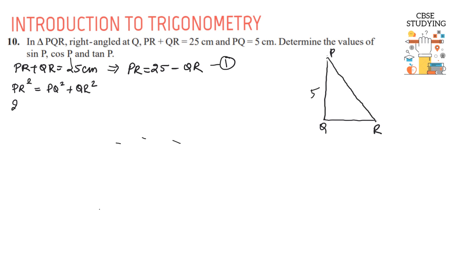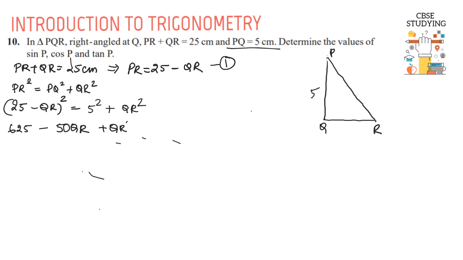So PR square, that means 25 minus QR the whole square is equal to, what is the measurement of PQ? 5 centimeters. So 5 square plus QR square. Now A minus B the whole square is equal to A square minus 2AB plus B square, so 625 minus 2 into 25 into QR, that is 50 QR, plus QR square is equal to 25 plus QR square.